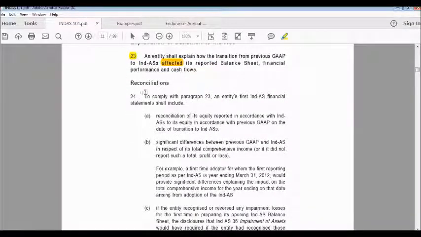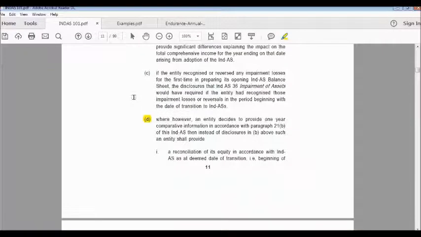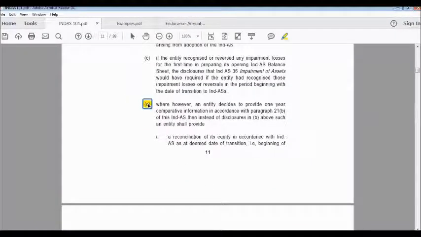Then paragraph number 24 on reconciliation is also there. A lot of clauses are there. Clause D is relevant to you. It says where an entity decided to provide one year comparative information in accordance with paragraph 21B. 21B is for cases where Ind AS has also been applied to the previous year figures. Paragraph 21B was option B in paragraph number 21. In our example, we have seen in the balance sheet of SL Propac that the company has already applied Ind AS to the previous year balance sheet also.